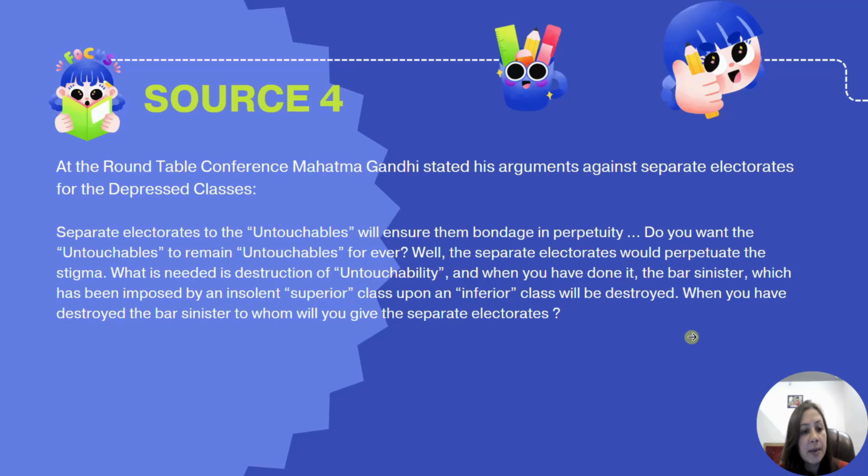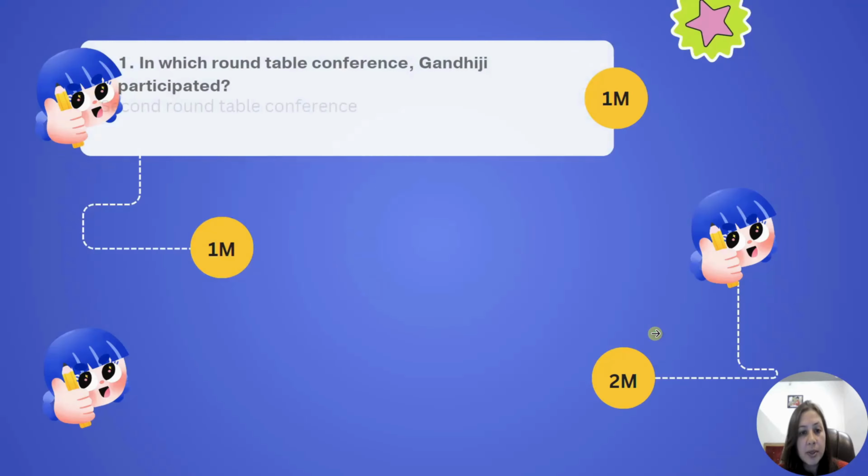So it was a form of the same. Separate electorates to untouchables will ensure them bondage in perpetuity. Do you want the untouchables to remain untouchables forever? This is what Gandhiji believed in. You can read this source. It's given in the NCERT book as well. Moving on to the questions now.